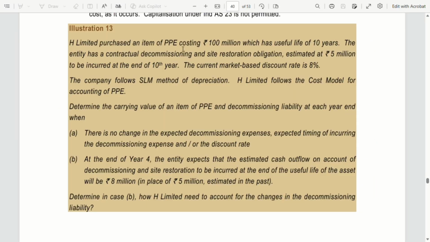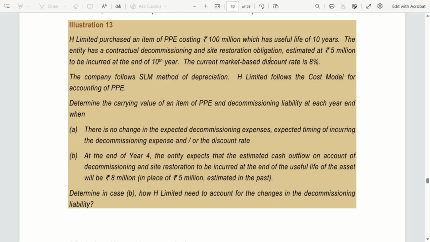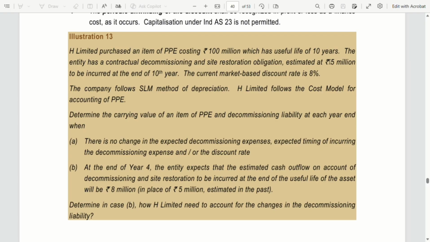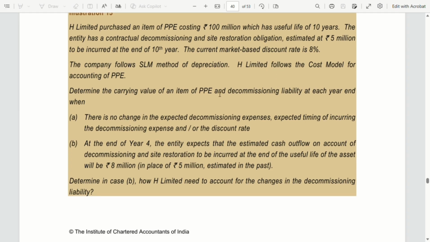H Limited purchased an item of PPE costing rupees 100 million which has useful life of 10 years. The entity has a contractual decommissioning and site restoration obligation estimated at rupees 5 million. So this is the decommissioning liability obligation of 5 million, and this is to be incurred by the entity at the end of 10th year. Current market based discounting rate is 8%. Company follows SLM method of depreciation. H Limited follows the cost model for accounting of PPE. Determine the carrying value of an item of PPE and decommissioning liability at each year end.